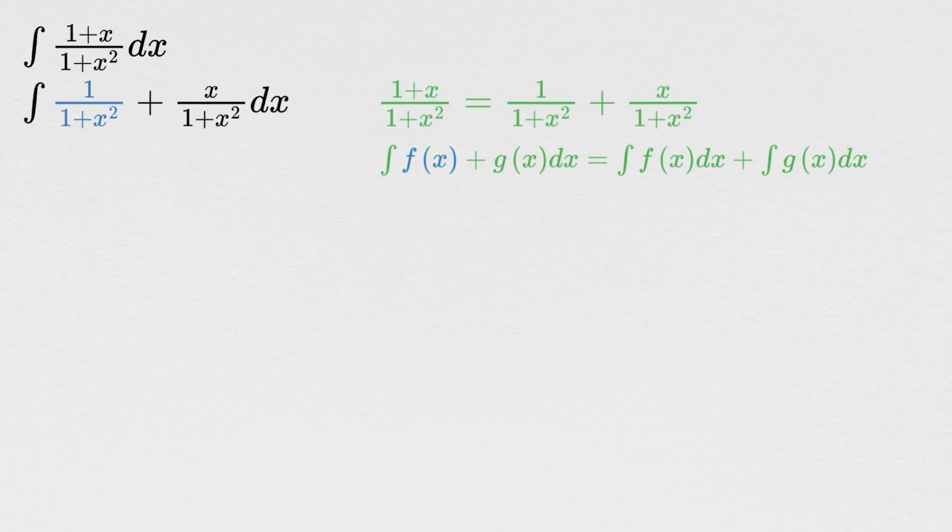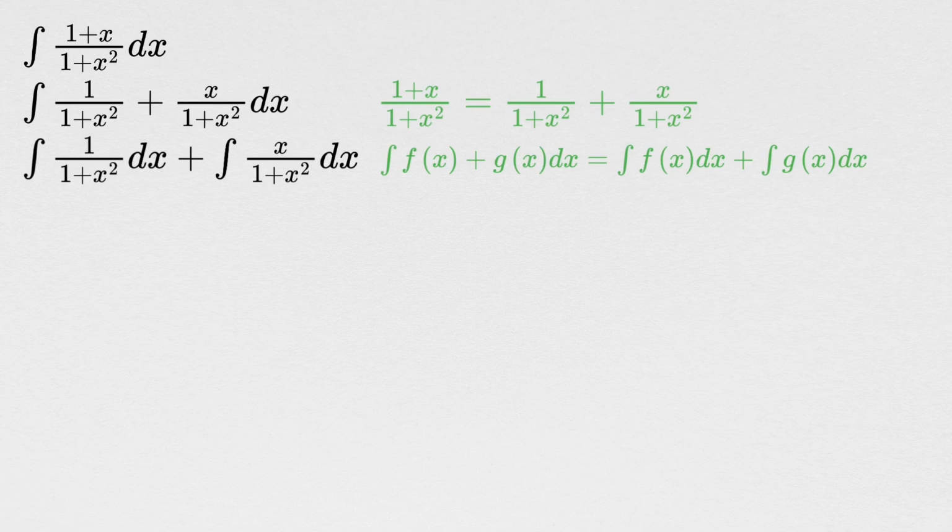Here we say f of x equals 1 divided by 1 plus x squared, and g of x equals x divided by 1 plus x squared. Then we can rewrite our integral as the sum of the integrals of f of x and g of x. The integral of 1 divided by 1 plus x squared is a common one, and so we know it's the inverse tangent of x.